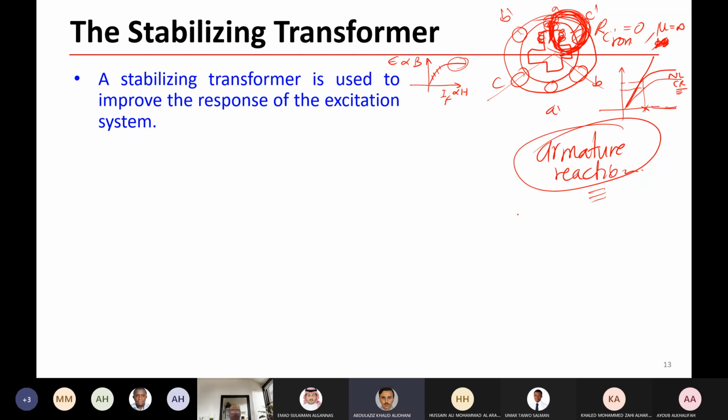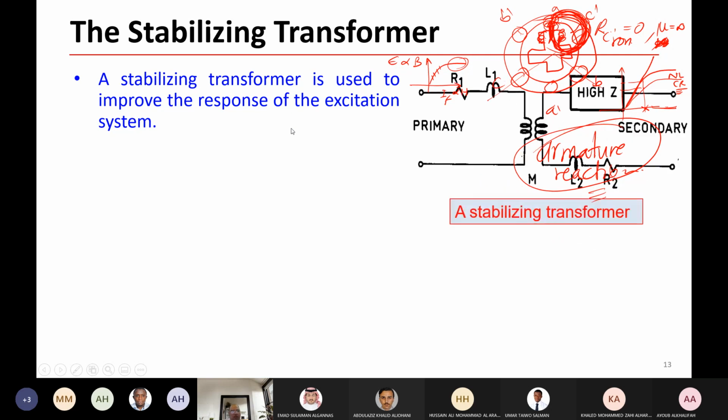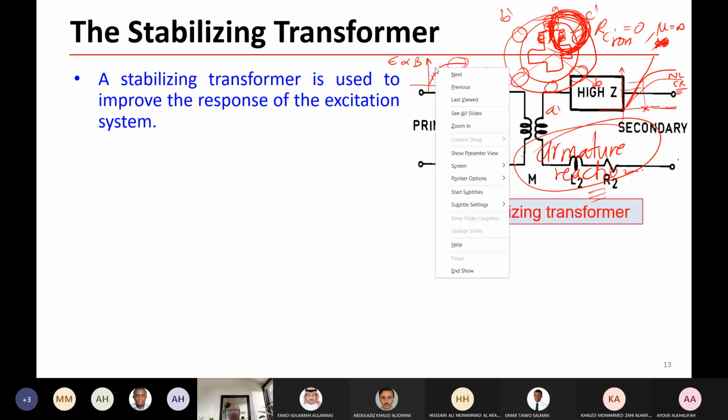Yes, thank you. Okay, so now the stabilizing transformer. What is the purpose of the stabilizing transformer? The stabilizing transformer is used, of course, to improve the response. I should clear this.